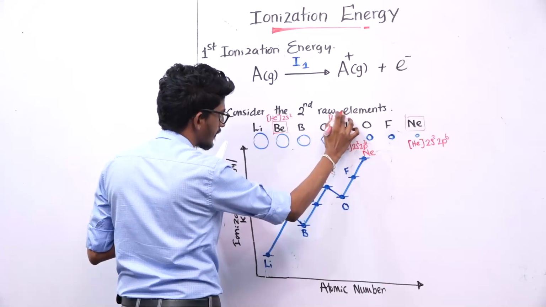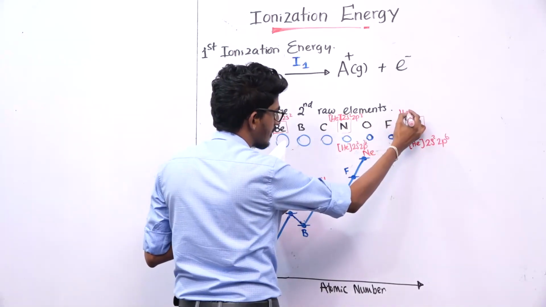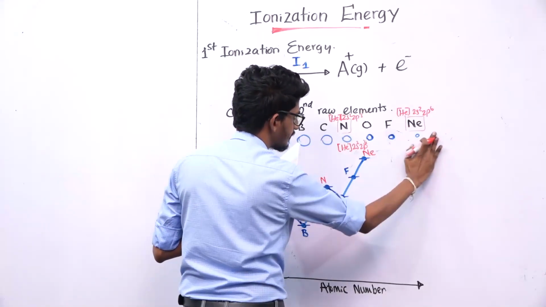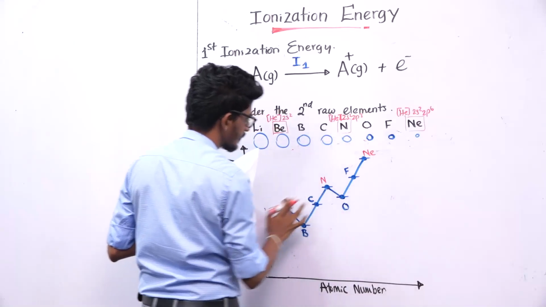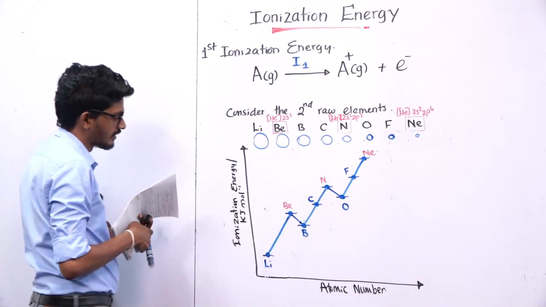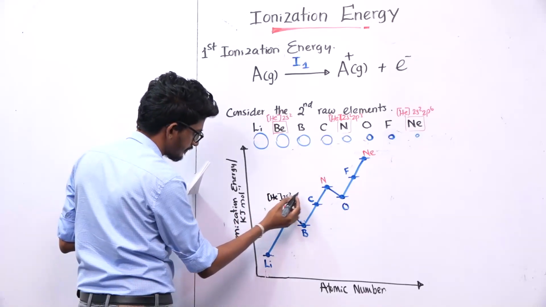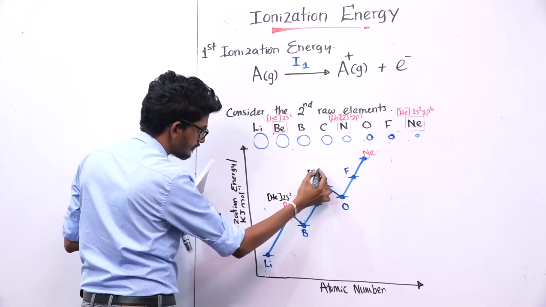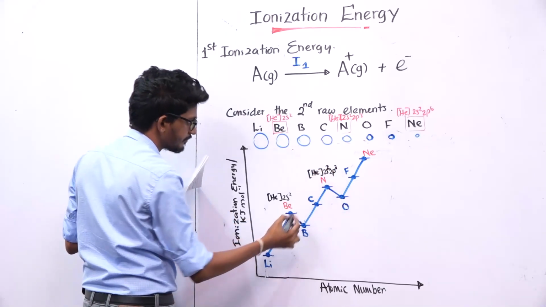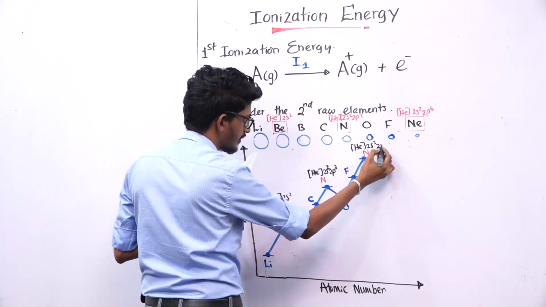Helium and 2s2 2p3. Here, helium and 2s2 2p6. So those are the ones with stable configurations. This one is with helium and 2s2 2p6.